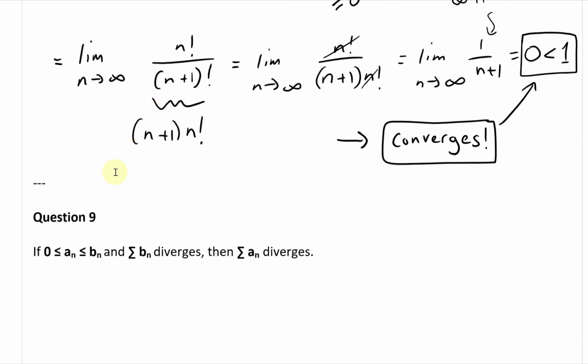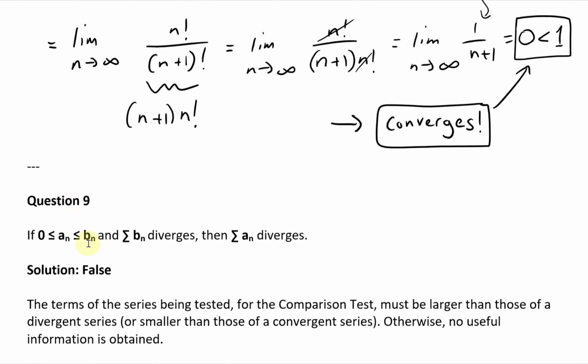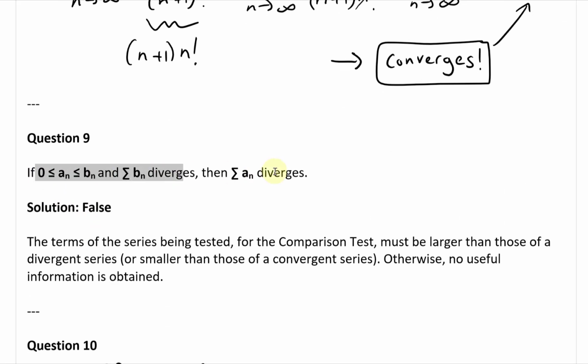All right, let's take a look at question 9. This one states: if the terms an are less than or equal to bn and greater than or equal to 0, and the series of bn diverges, then the series an diverges. Let's take a look at the solution, and this one here is false.